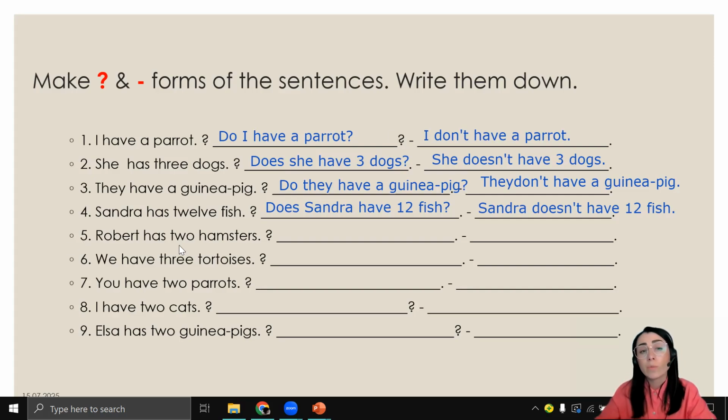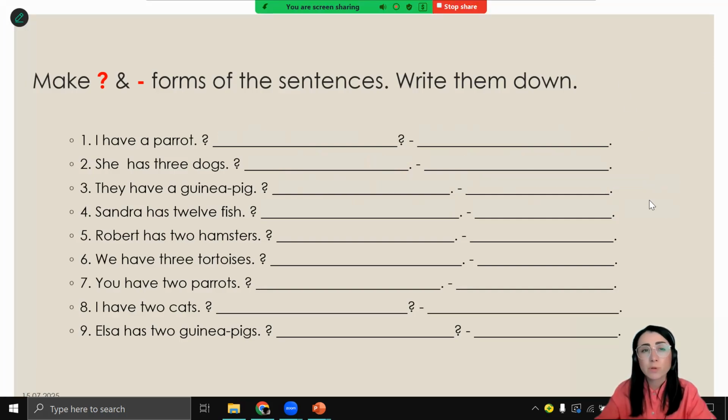Number 5. Robert has 2 hamsters. Does Robert have 2 hamsters? Robert doesn't have 2 hamsters. Do we have 3 tortoises? We don't have 3 tortoises. Do you have 2 parrots? You don't have 2 parrots. Do I have 2 cats? I don't have 2 cats. Does Elsa have 2 guinea pigs? Elsa doesn't have 2 guinea pigs. I hope you don't have any problems with this.